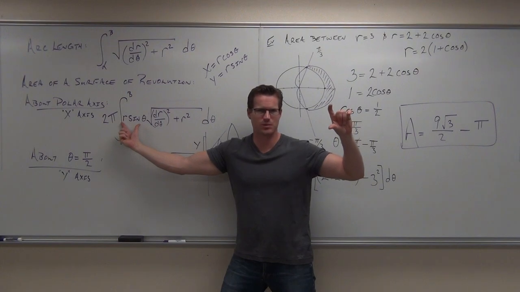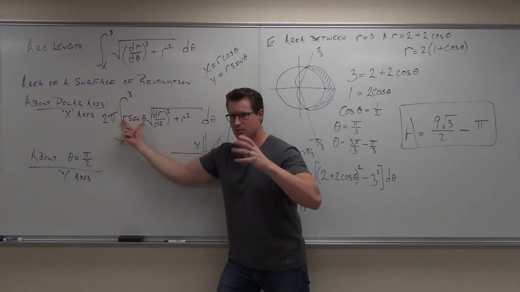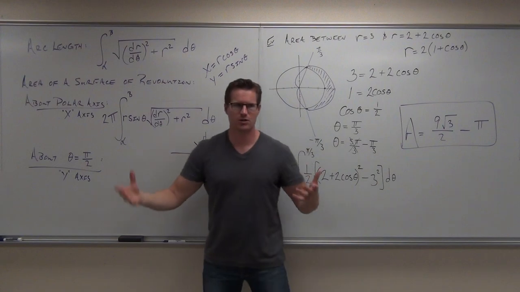Quick head nod if you understand. That's the most tricky part here. Do you guys get that part? So circumference, 2 pi radius, y, r sine theta, times length. Hey, length. And then we integrate that.